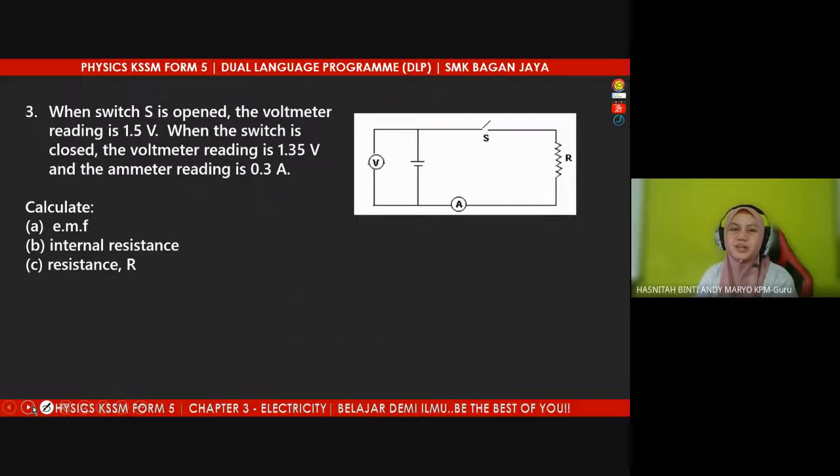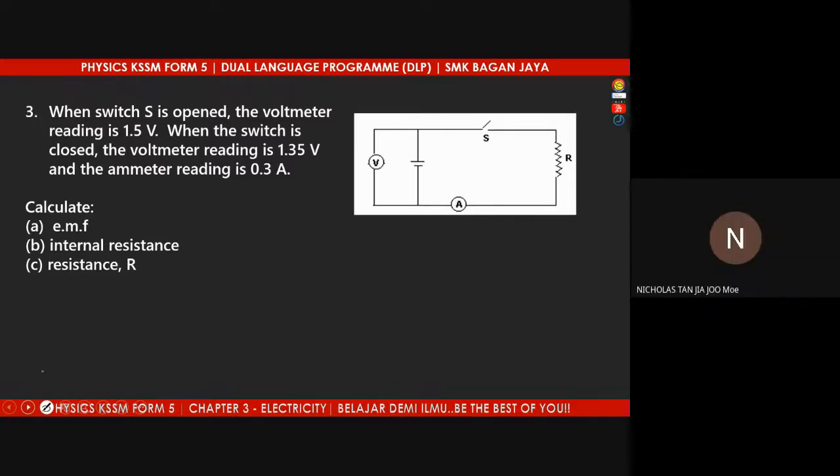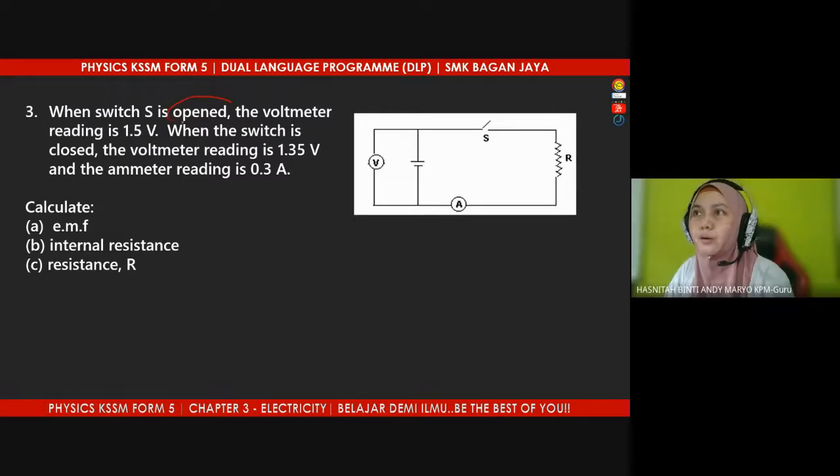Okay, last question. Okay, last question before we end. Switch S is now in open position. Voltmeter reading 1.5. When the switch is closed, voltmeter reading drops to 1.35. Ammeter reading 0.3. Okay, find the EMF of the battery. Students, what is the EMF? Need to calculate or not? No need. Why? Okay, so the switch is open. 1.5, this shows the EMF.